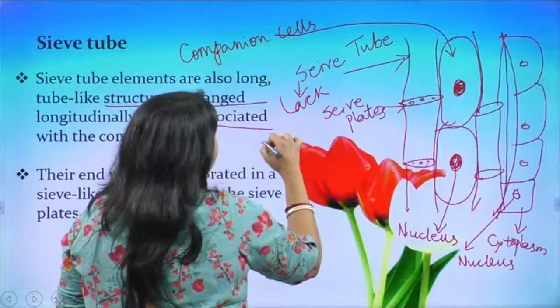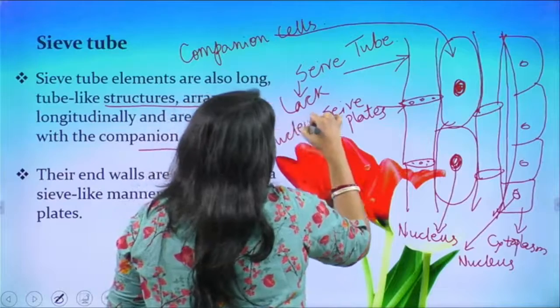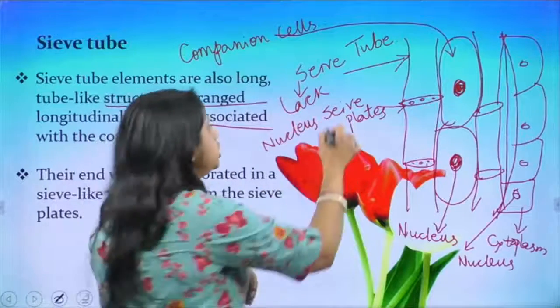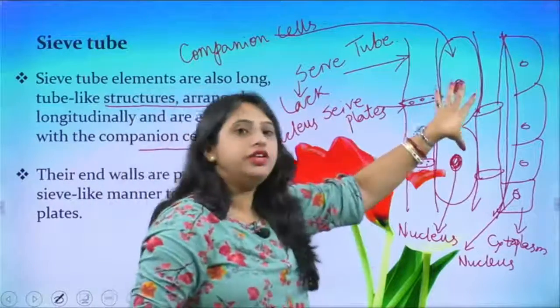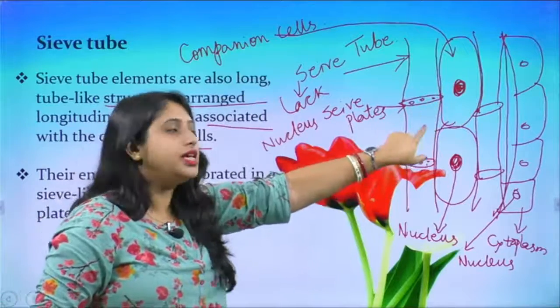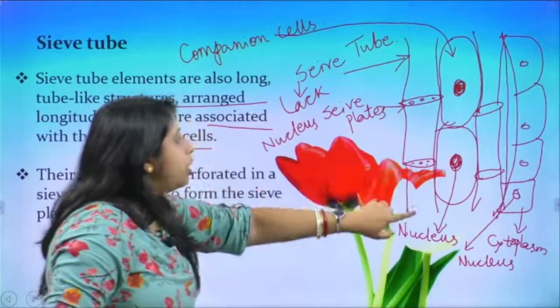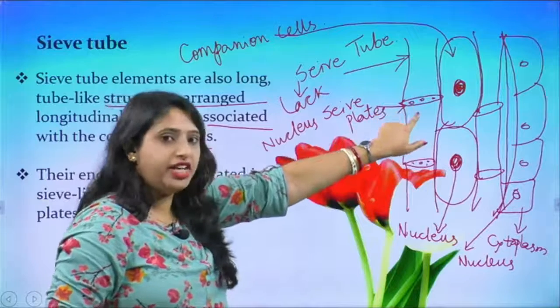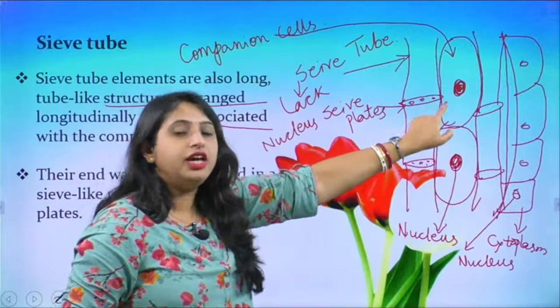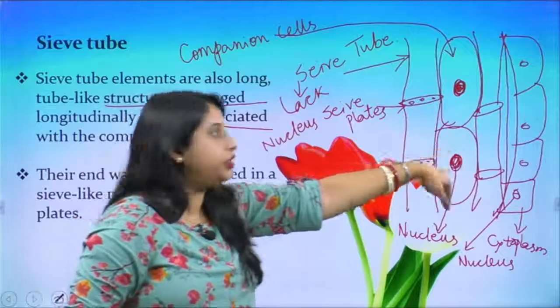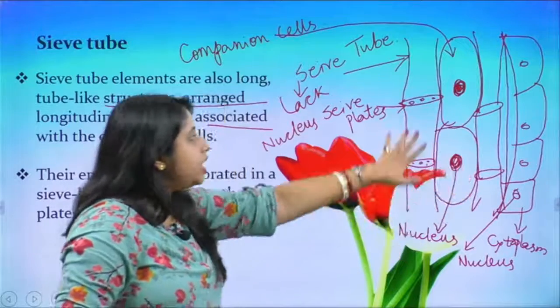So this sieve tube, what happens? They do not have nucleus. They lack nucleus. So they need to share nucleus with whom? Who is sharing the nucleus? That is your companion cells. So they share the nucleus with the companion cells. And this is your sieve plate. So through the sieve plate, they help in communication between the various cells, and they are connected.